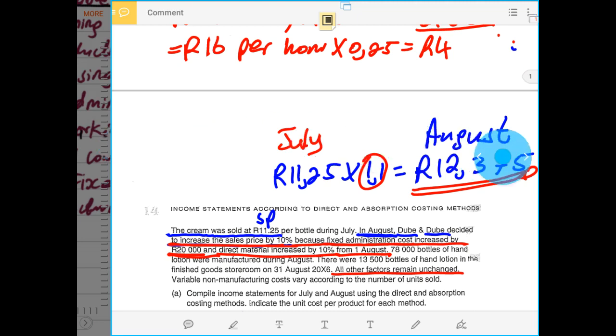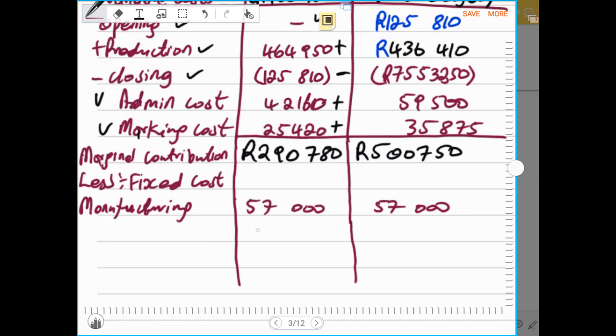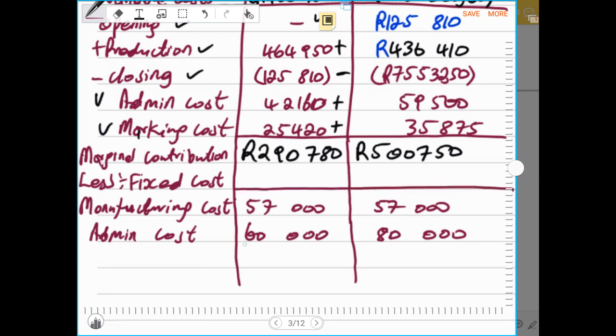So that is why our admin cost will be 60,000, and here it will be 80,000 rands. Therefore this will be admin cost. This was fixed manufacturing cost. We are only recording everything that is fixed.